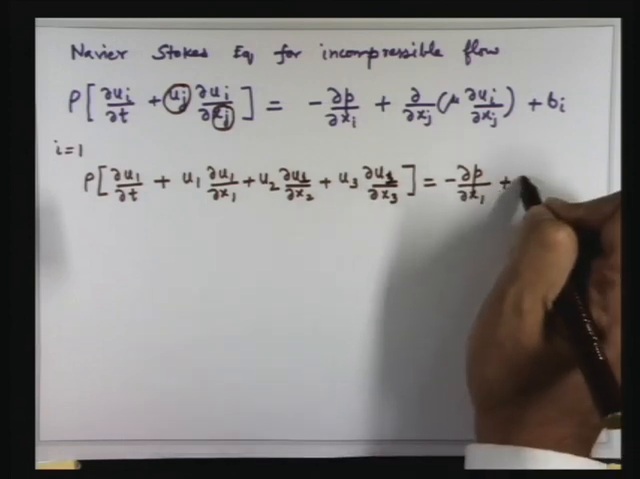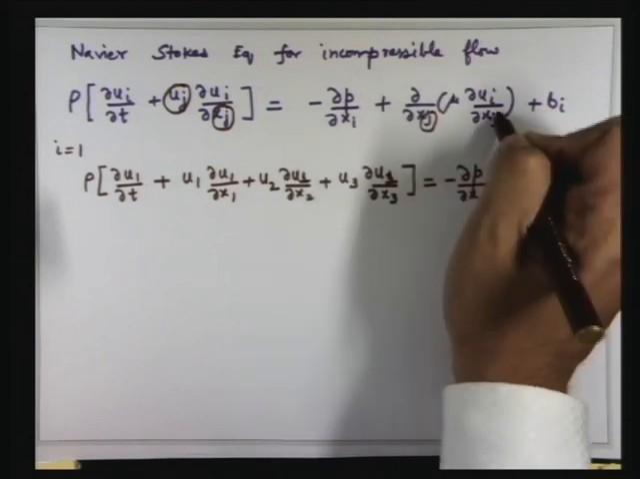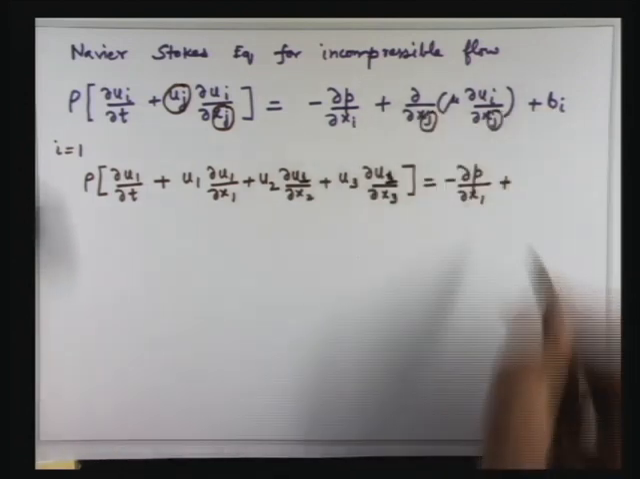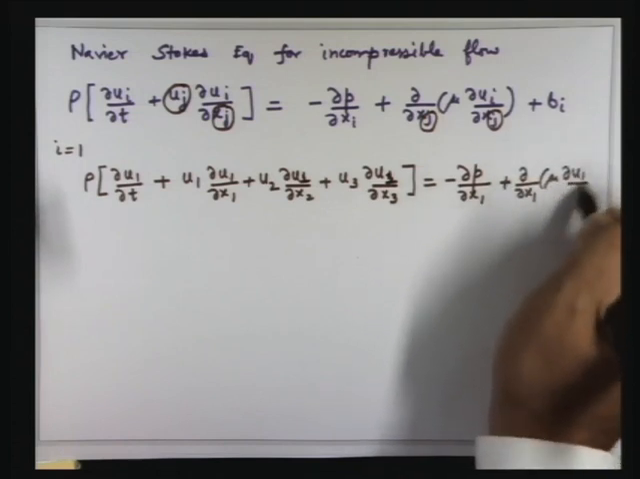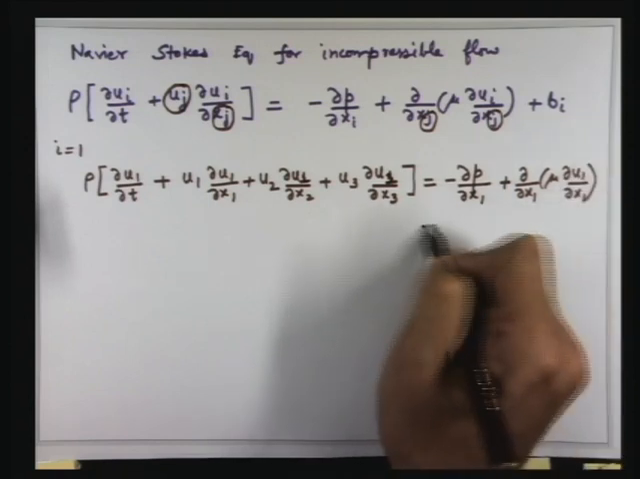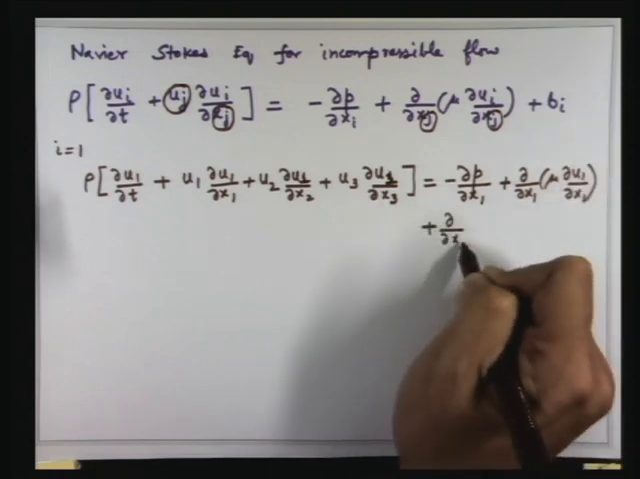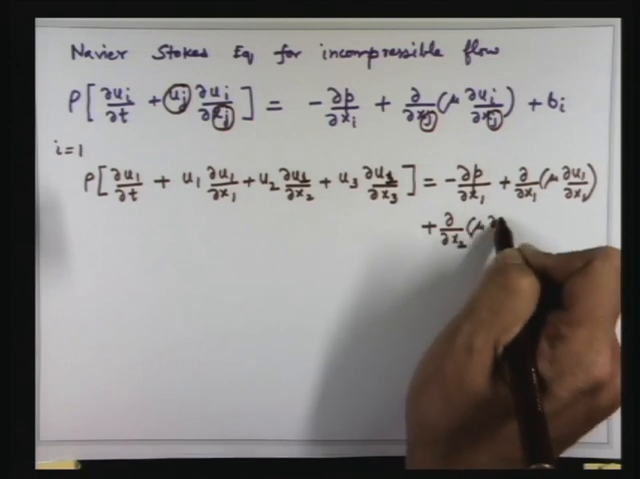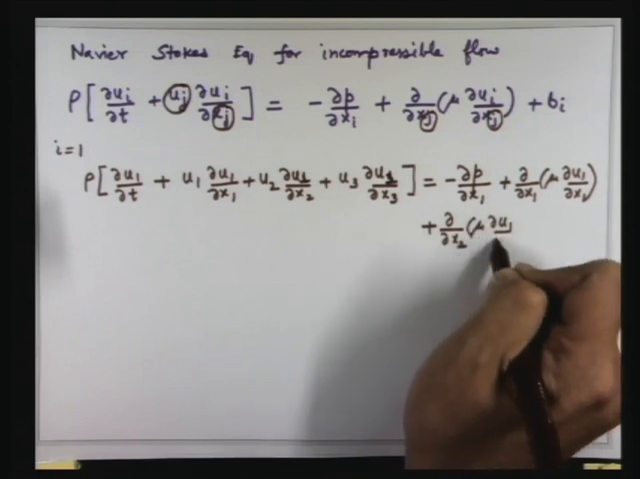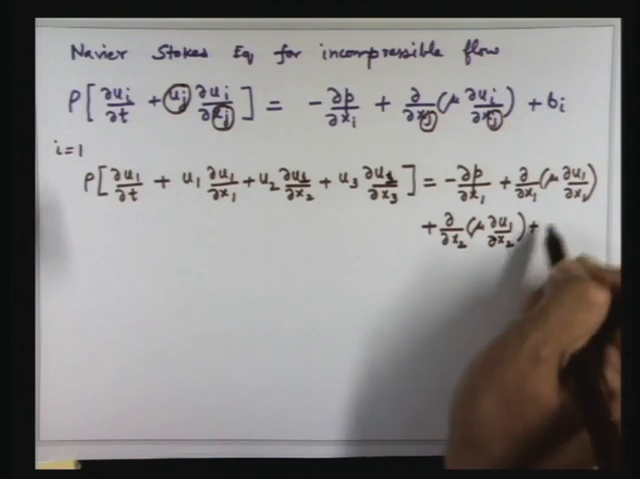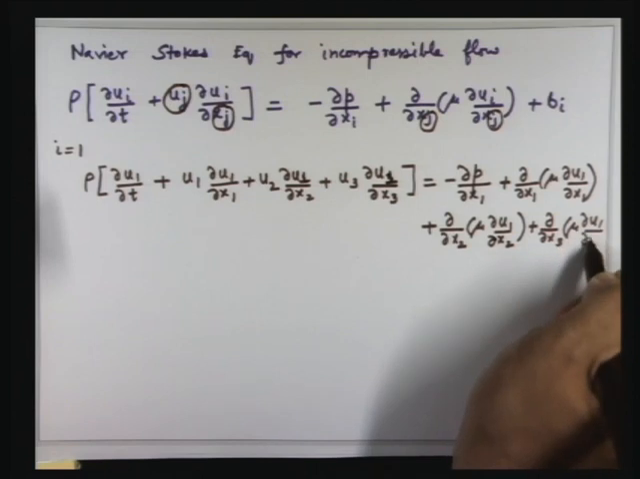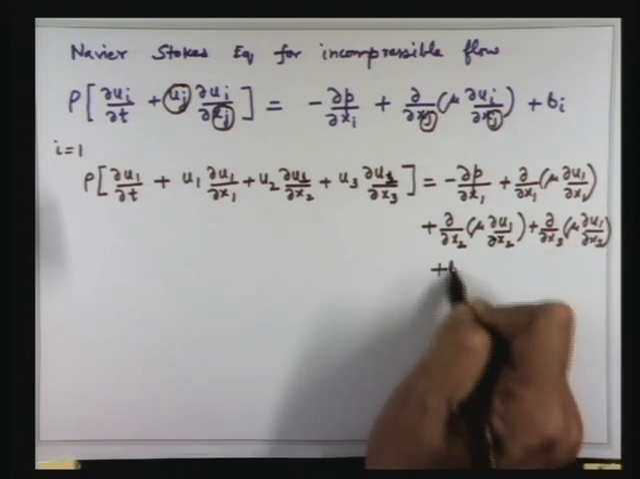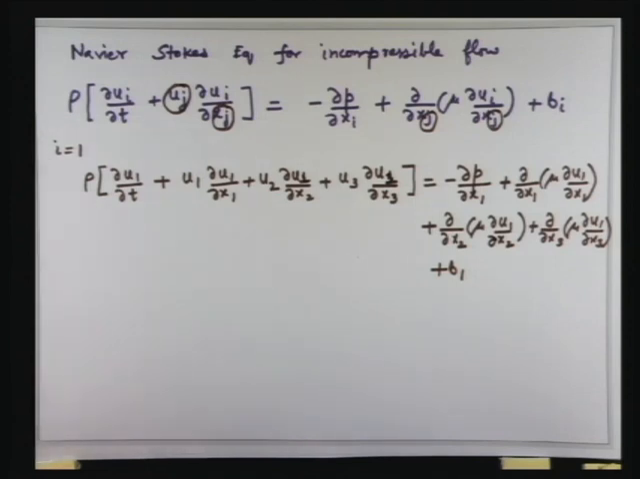plus, here also you have a repeated index, that means there is an invisible summation. So del x1 of mu del u1 del x1 plus del x2 of mu del u1 del x2 plus del x3 of mu del u1 del x3. These three terms, plus b1 for i equal to 1.